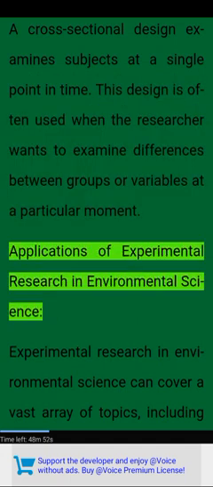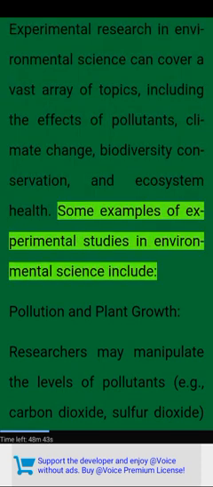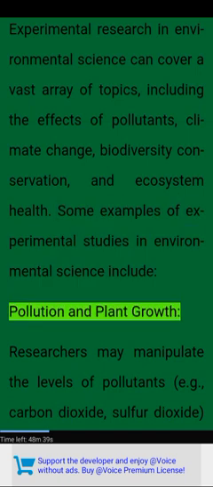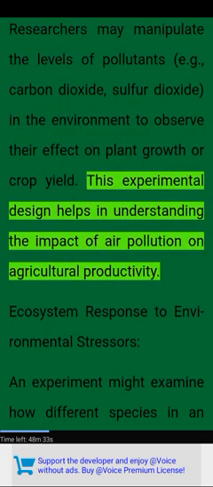Applications of experimental research in environmental science. Experimental research in environmental science can cover a vast array of topics, including the effects of pollutants, climate change, biodiversity conservation, and ecosystem health. Some examples of experimental studies include pollution and plant growth. Researchers may manipulate the levels of pollutants, e.g., carbon dioxide, sulfur dioxide, in the environment to observe their effect on plant growth or crop yield. This experimental design helps in understanding the impact of air pollution on agricultural productivity.